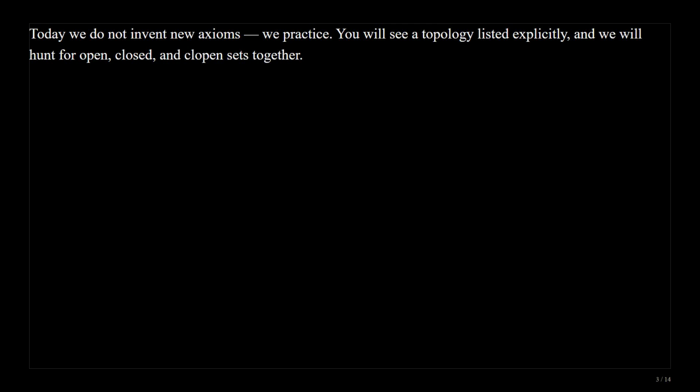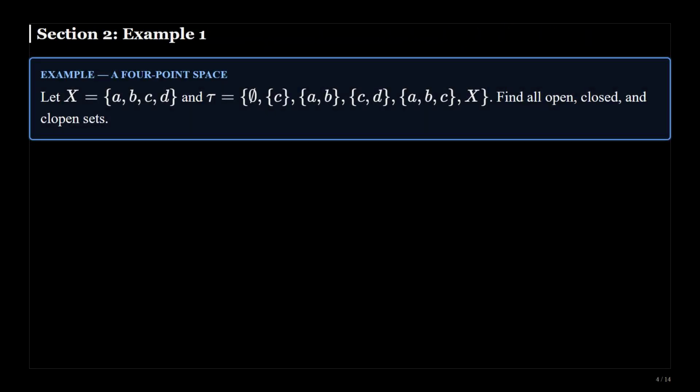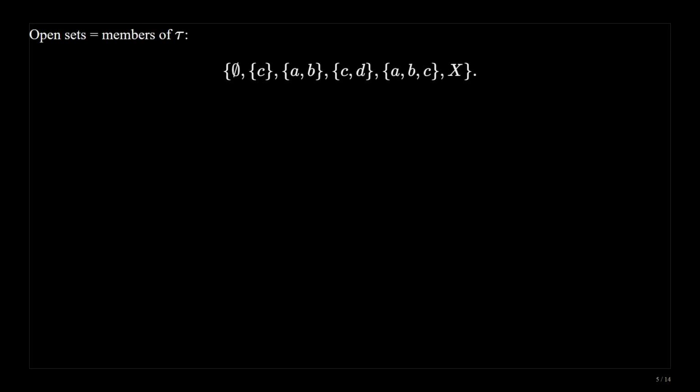Someone hands you a topology as a list of sets, and you figure out what's open, what's closed, and what sneaks into both camps. Example 1. For points A, B, C, D, tau has 6 sets: empty, C alone, AB, CD, ABC, and the whole space. Student question first. What are the open sets? Don't overthink it. Exactly. The open sets are just the members of tau. That's the definition doing its job.